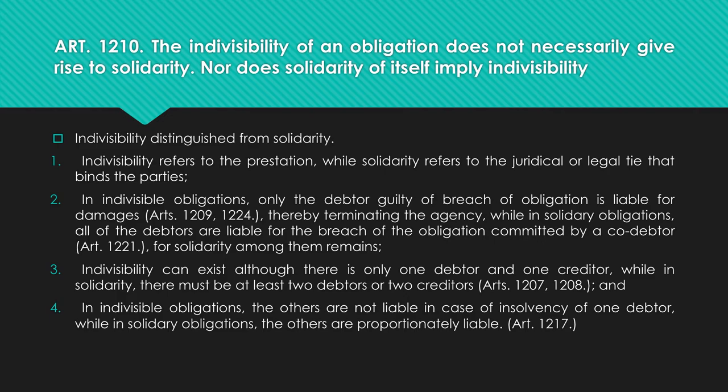Indivisibility can exist although there is only one debtor and one creditor. That is possible, right, as we have discussed. While in solidarity, there must be at least two debtors or two creditors. In indivisible obligations, the others are not liable in case of insolvency of one debtor, while in solidary obligations, the others are proportionately liable. Because in solidary obligations, the solidary debtors can be compelled to pay the entire amount.